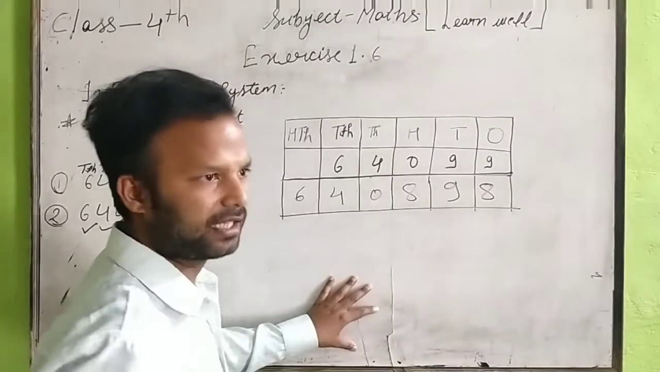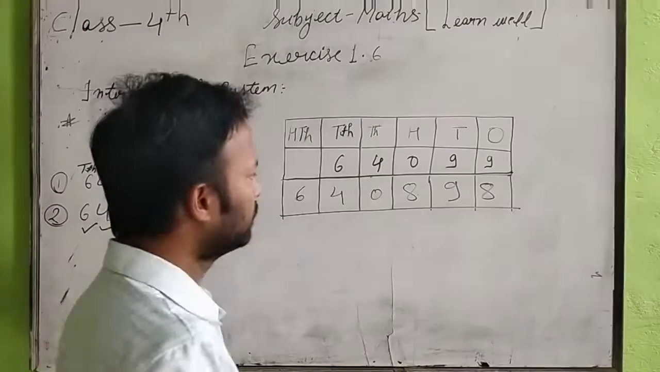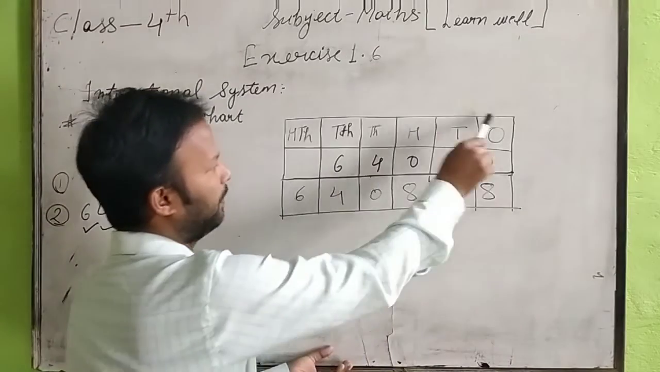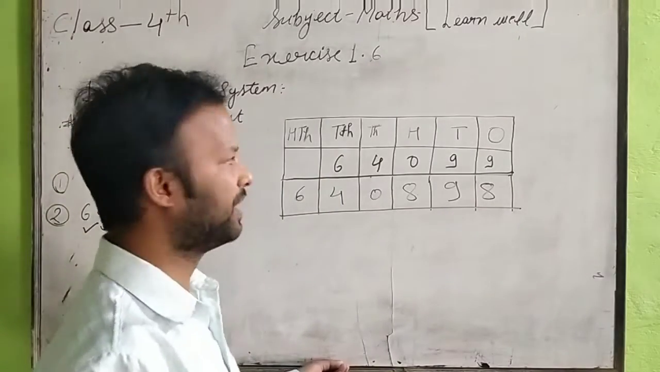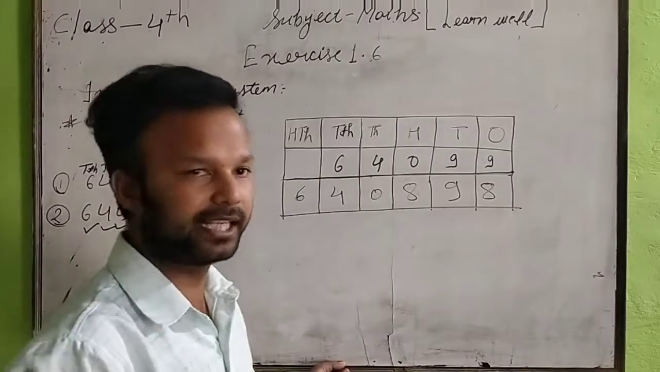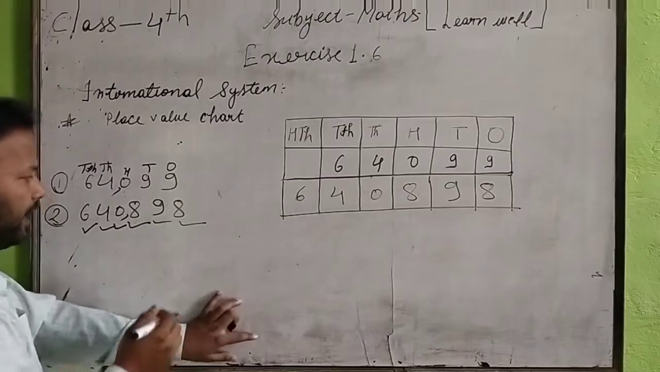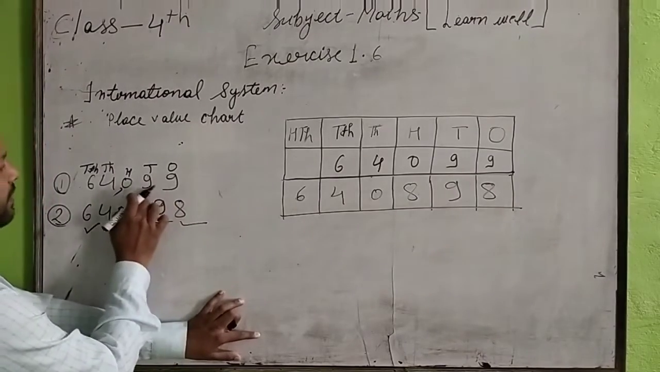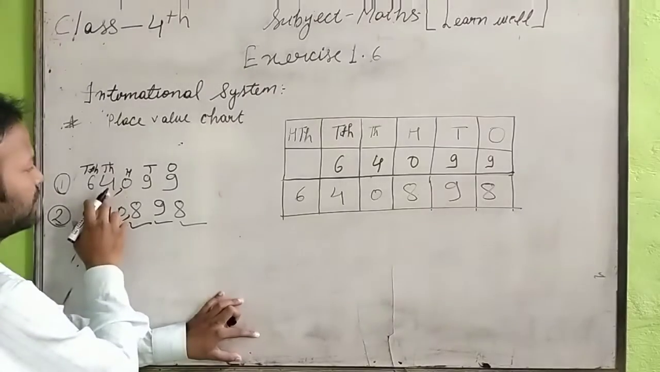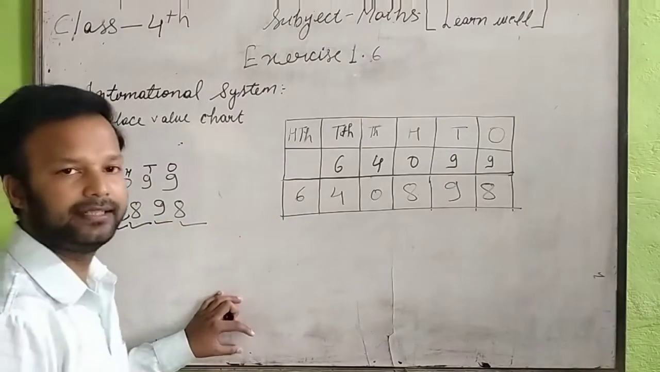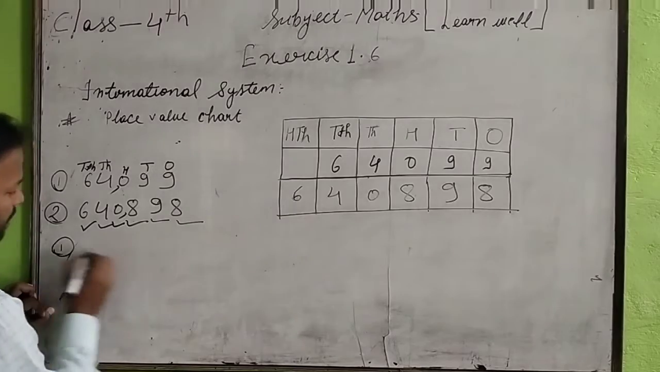So in this exercise 1.6 we have only up to hundred thousands. So you just make the place value chart up to hundred thousands according to the given numbers in exercise 1.6. So students, how do we read it? Here the first one is ones, tens, hundreds, thousands, ten thousands. Here we will read 64,099.